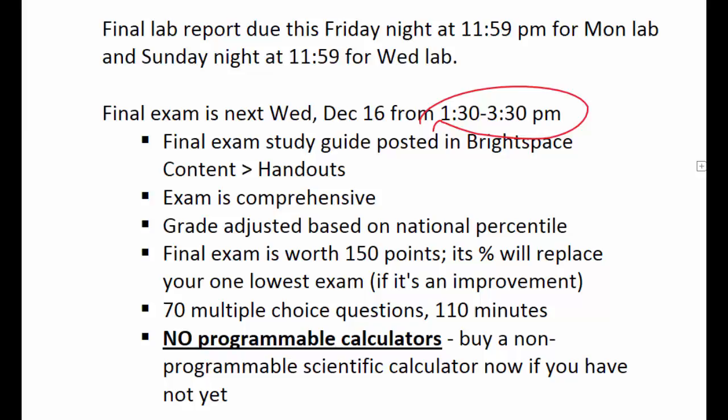So anybody have any questions about that? Yes? Just multiple choice questions? Yes, 70 multiple choice questions. Yep. And they are all, I believe, A, B, C, D questions, 4 choices. Other questions? Yes?